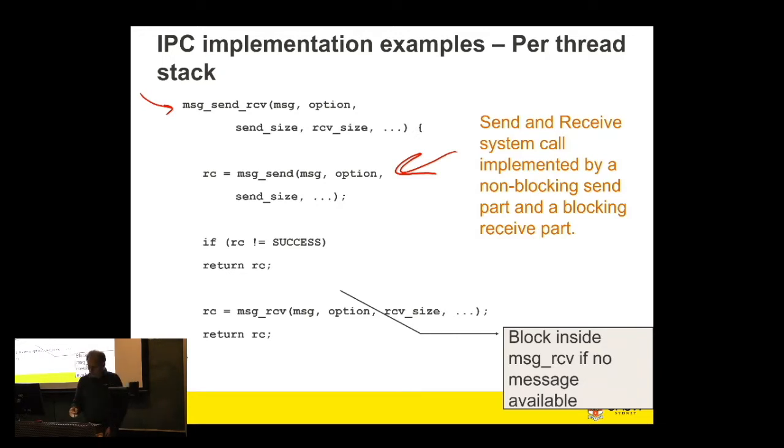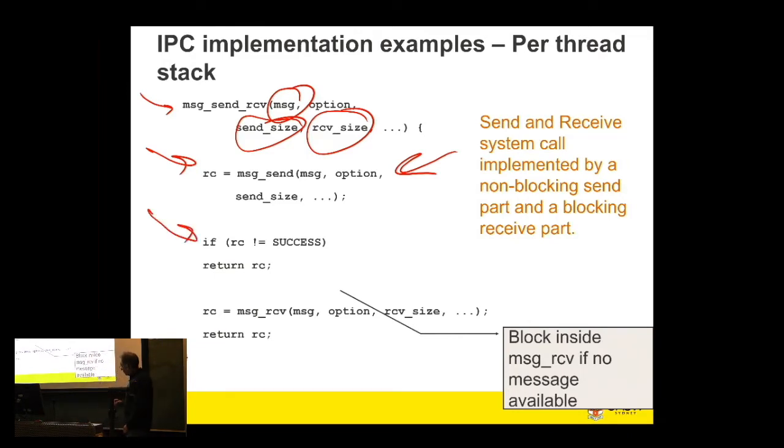Okay, so here we basically are doing a send-receive. We've got the message that we're going to send, or a description of it. We've got a send size and a receive size in this particular primitive. We send the send part of the message. That succeeds. We check to see whether that was successful. If it was not successful, then we should simply return an error code back to the original caller of this function within the operating system.